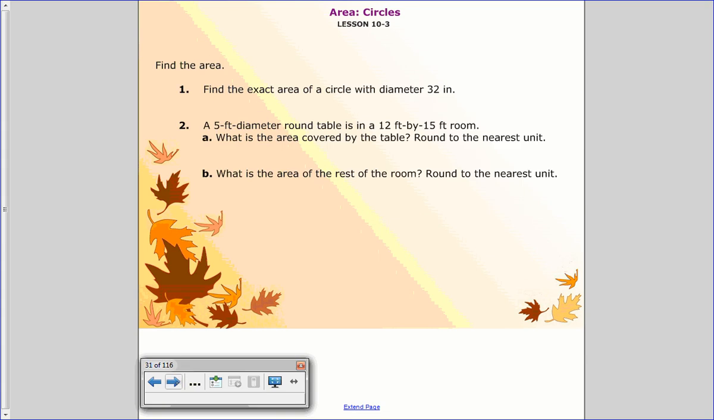So in tonight's lesson, we talked about how to find the exact and the approximate area of a circle, and also how to find the area of an irregular figure.